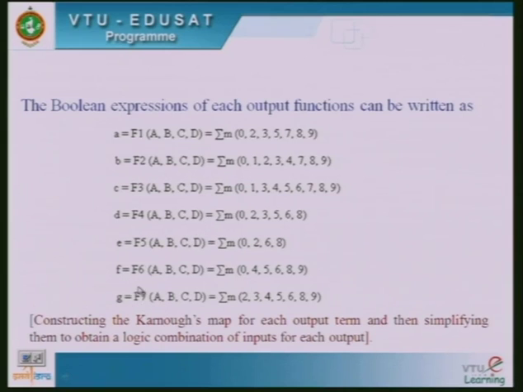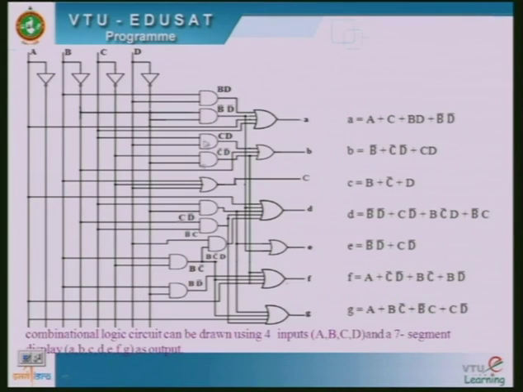By using the K-map technique, we are able to generate the expressions. For segment a to glow: a = A + C + BD + B'D'. Then b = B' + C'D' + CD, and c = BC' + D. For d to glow: d = B'D' + CD' + BC'D + BC, and e = B'D' + CD'. f = A + C'D' + BC' + BD'.